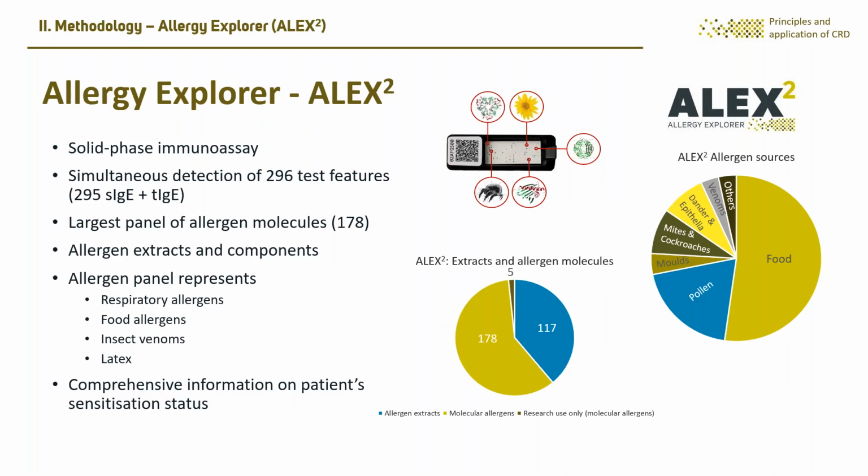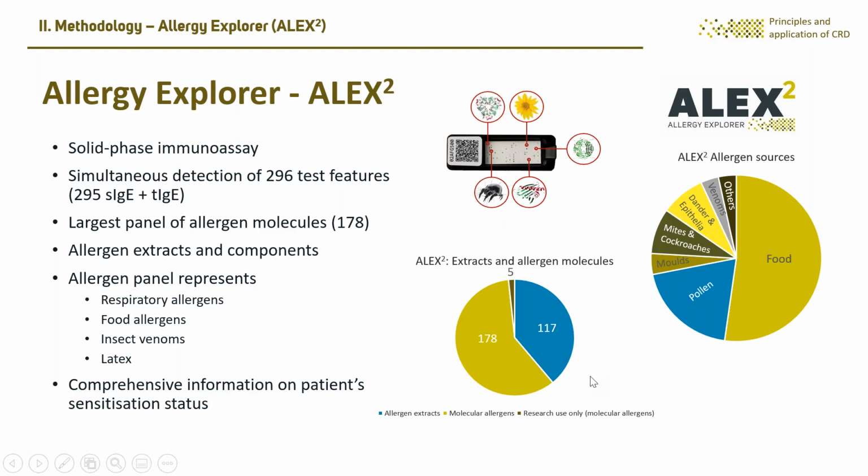Briefly talking about the Alex microarray, you see that it's a large panel of allergen molecules. It's the largest panel on the market. Almost 180 different allergen molecules are contained. Half of them are derived from food allergen sources. Almost 1/4 is from pollen, and the rest is from molds, from mites and insects, animals and insect venoms. In addition, we have 117 different extracts on this test.